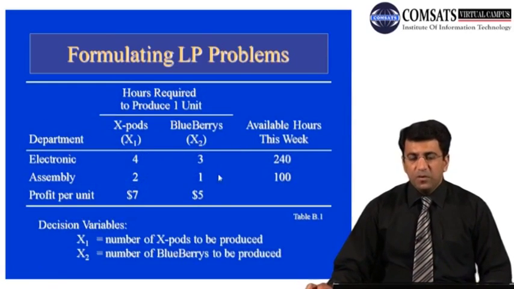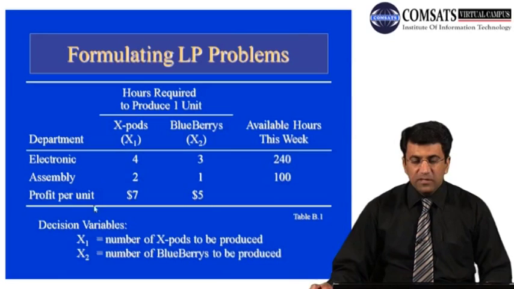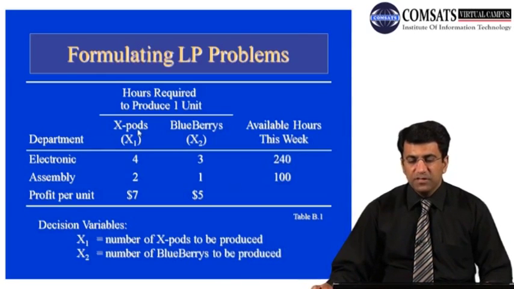Now this is the table of this particular problem. Let's go through this table. There are two departments. One is the electronics department, the other one is the assembly department. There are two products to be produced. One is the exports, the other one is the blueberries.